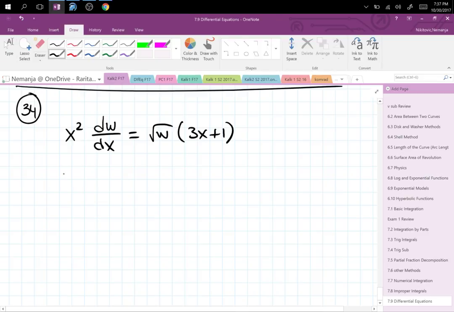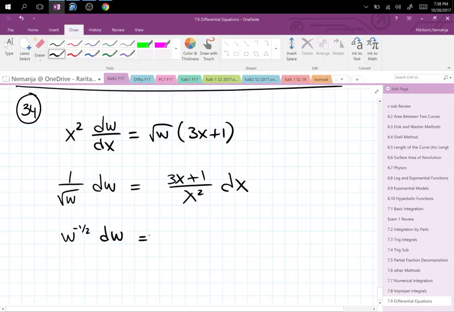So, we use separation of variables, which means all w's on one side, x's on the other. So we have 1 over root w dw is equal to 3x plus 1 over x squared dx. On the left-hand side, we have w to the negative 1/2 dw is equal to, when we divide, 3 over x plus 1 over x squared dx.